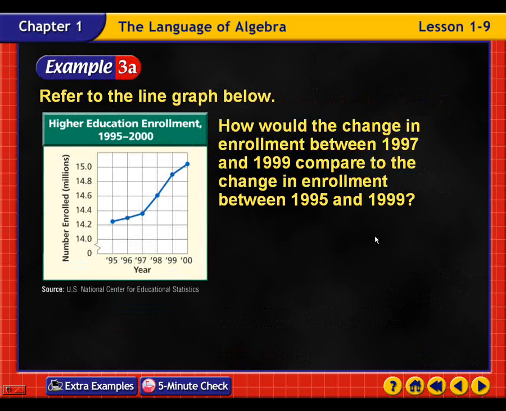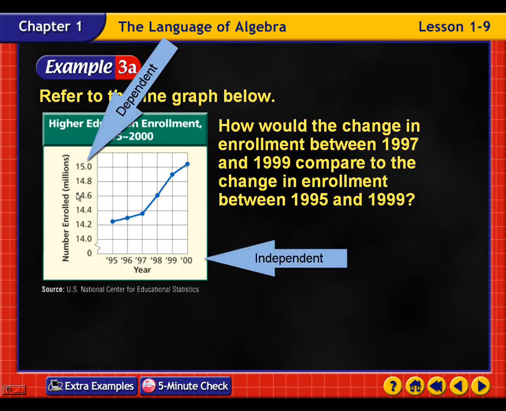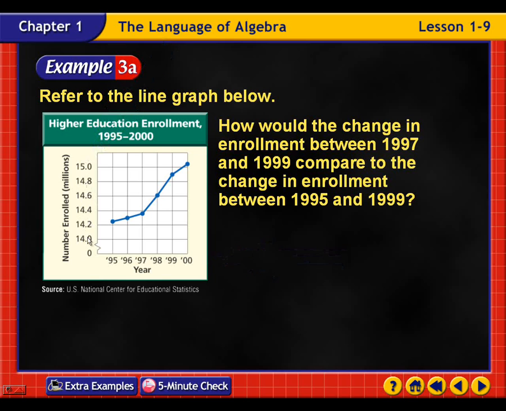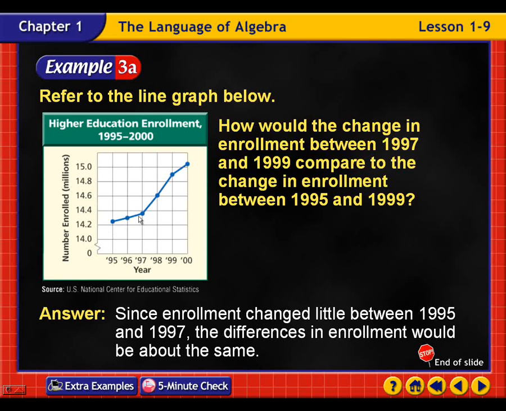The last kind of graph we'll examine is a line graph. And remember, line graphs are used to look at change over time. So down here we have the time, and we look at the number of students enrolled in the millions in higher education. How would the change in enrollment between 97 and 99 compare to the change between 95 and 99? So you look at the two. Since the enrollment between 95 and 97 is not very big of a change, then you would say between 95 and 99 and 97 and 99, it's about the same. And you can see that on the graph, how close 95 and 97 are to each other.